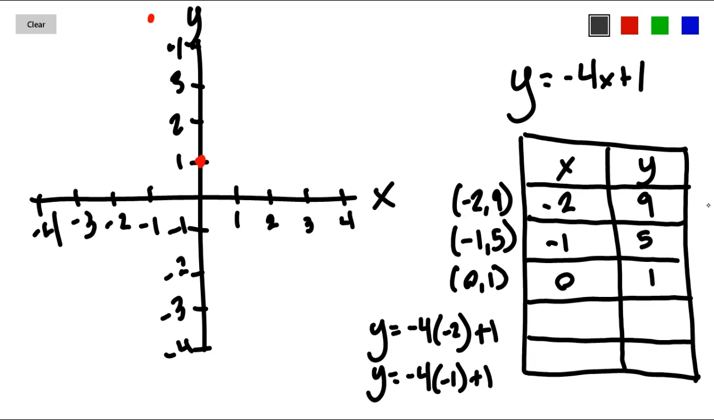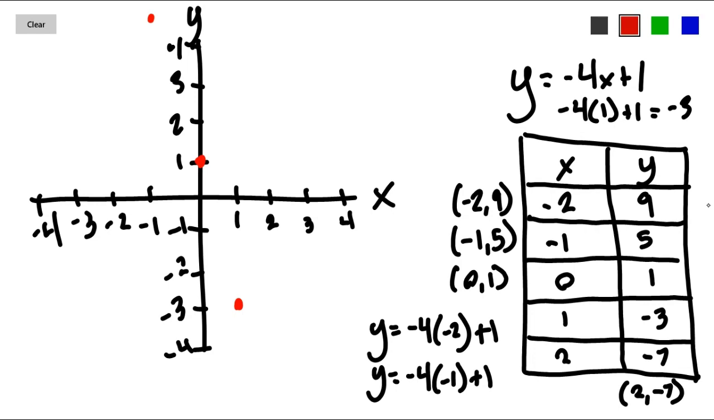Then if I have x is equal to 1, just plug in 1 to the expression. So I get negative 4 times 1 plus 1, which gives me negative 3. And that ordered pair is going to be right here. And then the last one, I'm going to do x is equal to 2. And when I plug in 2 for x, what I get for y is negative 7. So I'll have the ordered pair (2, -7) on the graph as well. And that's going to be somewhere quite far down, about right here.